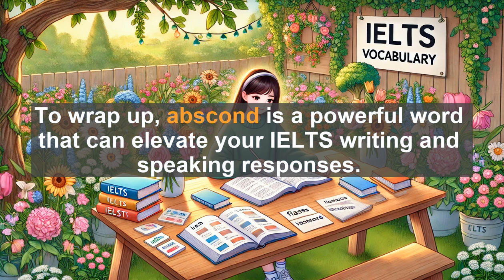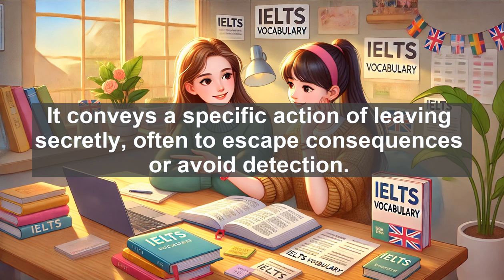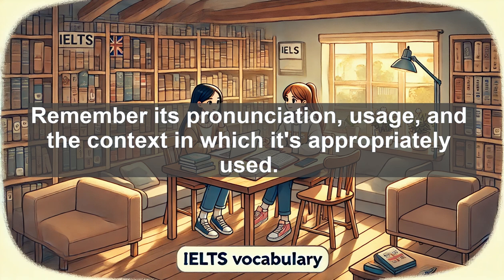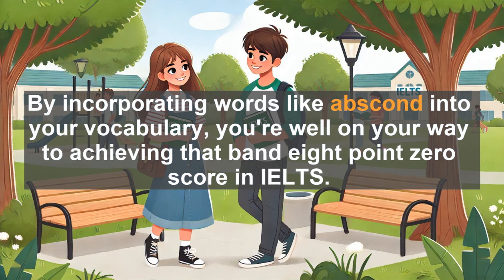To wrap up, abscond is a powerful word that can elevate your IELTS writing and speaking responses. It conveys a specific action of leaving secretly, often to escape consequences or avoid detection. Remember its pronunciation, usage, and the context in which it's appropriately used. By incorporating words like abscond into your vocabulary, you're well on your way to achieving that band 8.0 score in IELTS.